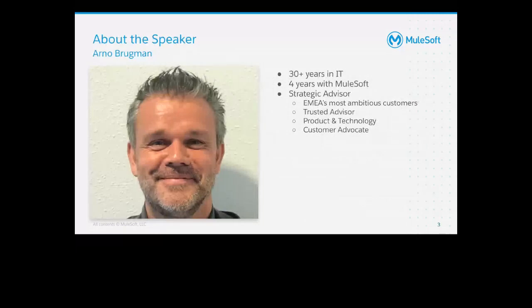So starting with our presentation, like Angel so gracefully said, I'm the oldest one in the team. 30 plus years in IT, 4 years in MuleSoft, and I'm a strategic advisor in customer success. What does that mean? It means that I work together with our most ambitious customers in EMEA, and I become their trusted advisor for MuleSoft, for product, for technology. And I also become their customer advocate back into our strategy and our product divisions to share what our customers are doing so that we keep alignment between our product and the plans of our customers.